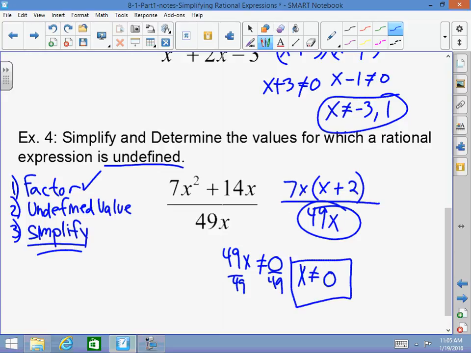So that is my undefined value. I have already found the undefined value. Simplify now. Okay, well, 7 goes into 7 one time. 7 goes into 49 7 times.